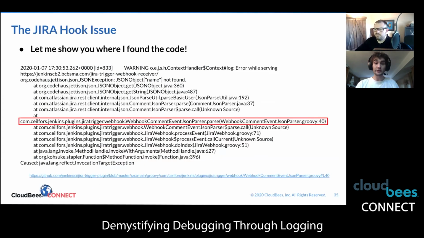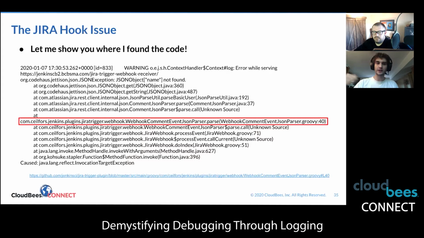What we did was we looked a little bit closer at this actual error message, and we diagnosed it with the stack trace knowledge that Ryan just gave us. In that first line, obviously, we can see the JSON object name not found. Then you've got this JSON object get string. Then you've got a JSON parse util, parse basic user, and that's actually happening from the Atlassian Jira REST client. So that's actually not Jenkins related.